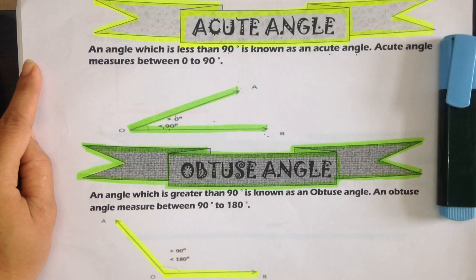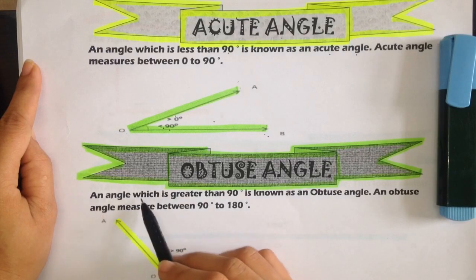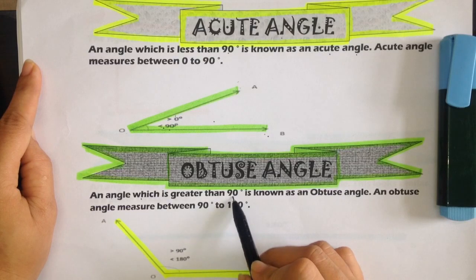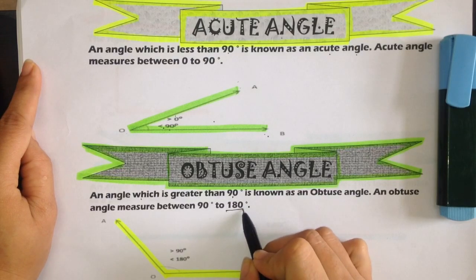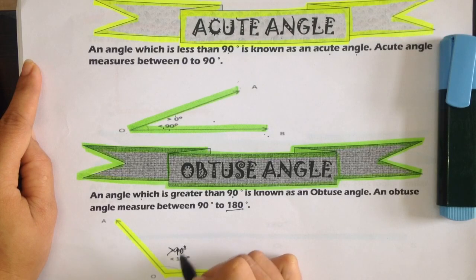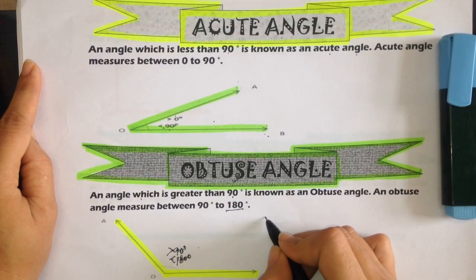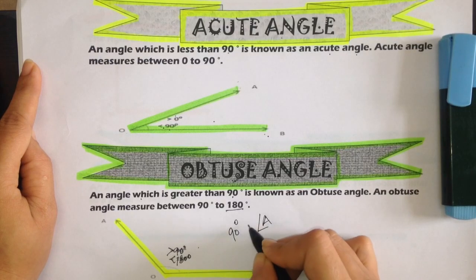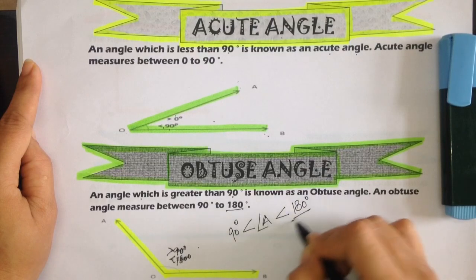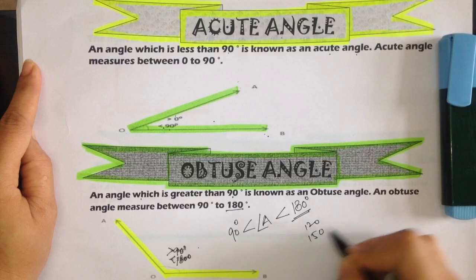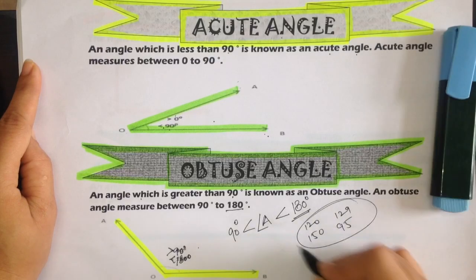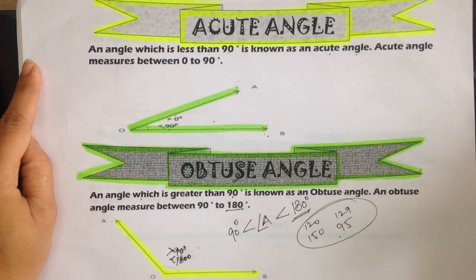So next is obtuse angle. It is exactly opposite to the acute angle. Now the condition has reversed. You have to consider an angle to be obtuse if it is greater than 90 degrees. But at the same time we have a maximum limit as well, that is 180 degrees. So the angles lying between 90 degrees and 180 degrees are treated as obtuse angles. That means the value must be greater than 90 degrees, but at the same time less than 180 degrees. So the angles 120, 150, 129, 95 are all obtuse angles. Here is a picture of an obtuse angle.